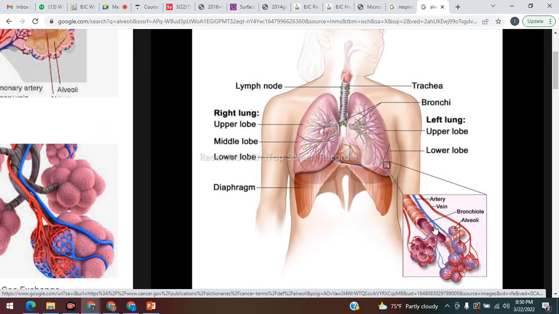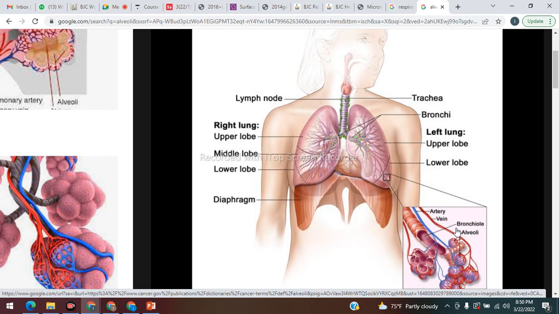So here we have the alveoli. Remember, carbon dioxide is trying to come out. We don't want carbon dioxide. So carbon dioxide is going to start from this alveoli, and it's going to go into the bronchioles. Then it goes into some more bronchioles. These are the branches that are inside your lungs. Then it goes to the two bigger branches, which is the bronchus.